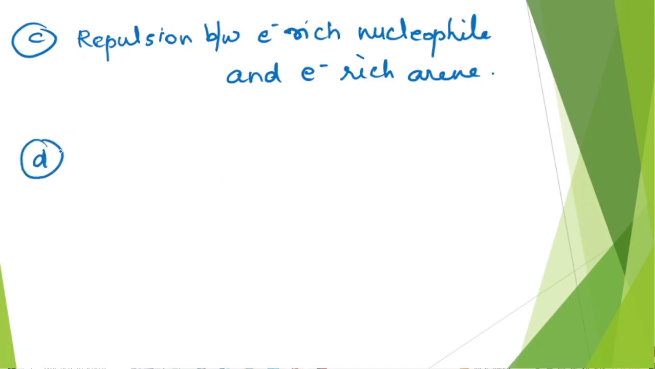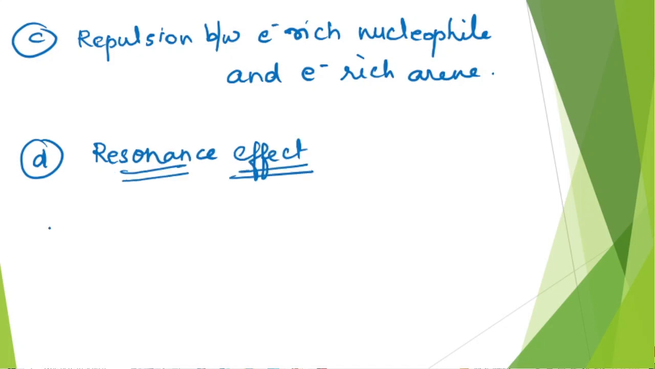And D1 is going to be the resonance effect. When you talk about the resonance effect, it is simply nothing but bond shifting. You will shift the bonds, and finally what is the resonance image that you are going to get? That is what we are going to see.